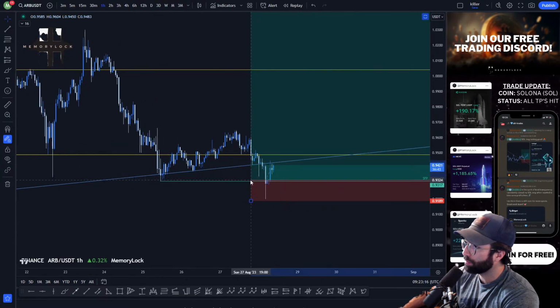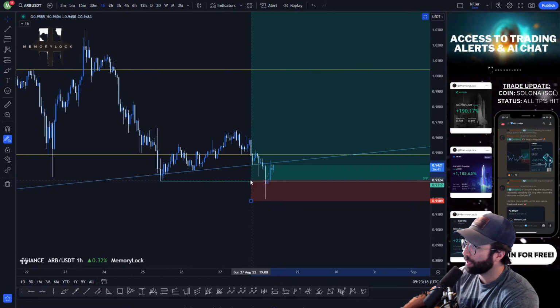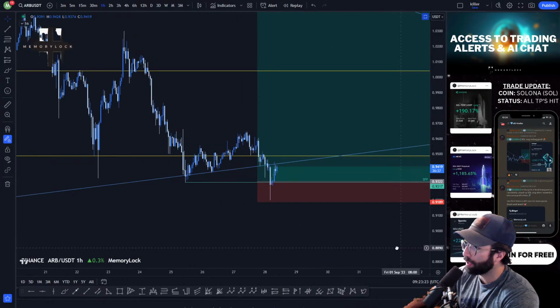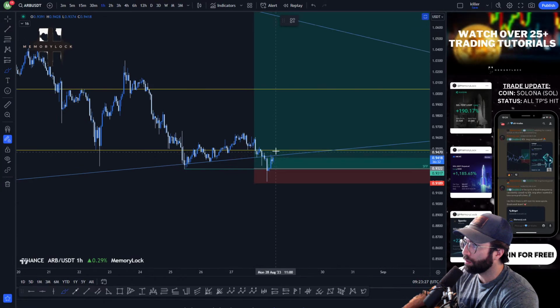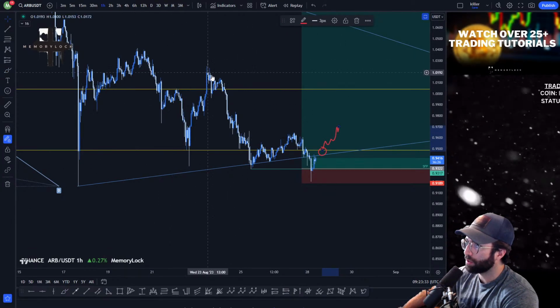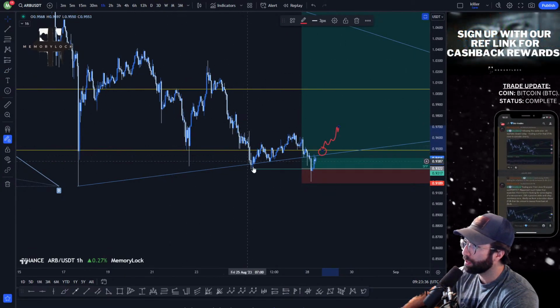So for my next step on Arbitrum, what I'd really like to see, and this isn't my entry anymore, my entry is somewhere down here. Sorry, I have that updated now. But what I'm looking for is, like I said, a reclaim of this zone here, for some market structure change and continuation to the upside and start taking out some of these previous highs here.